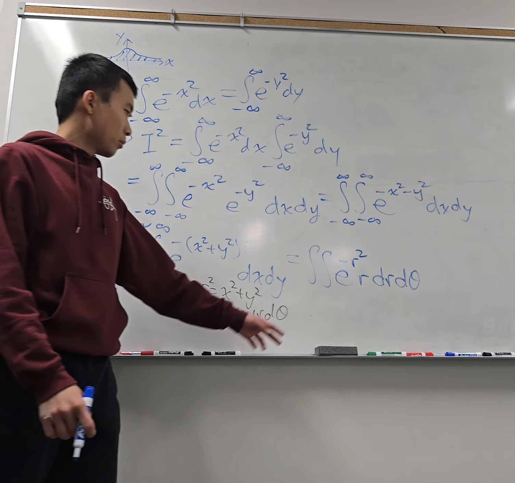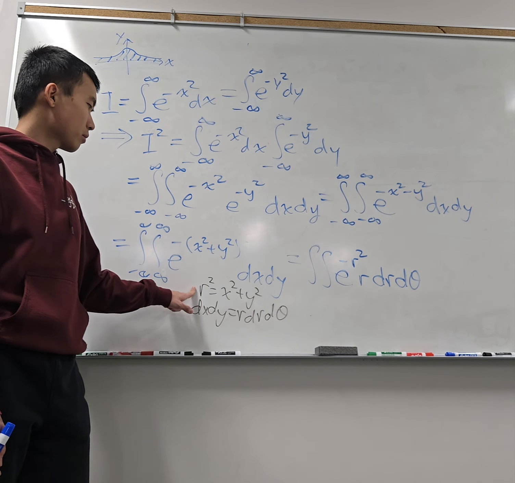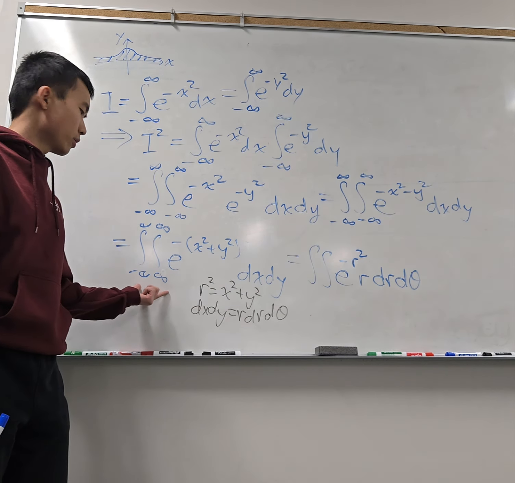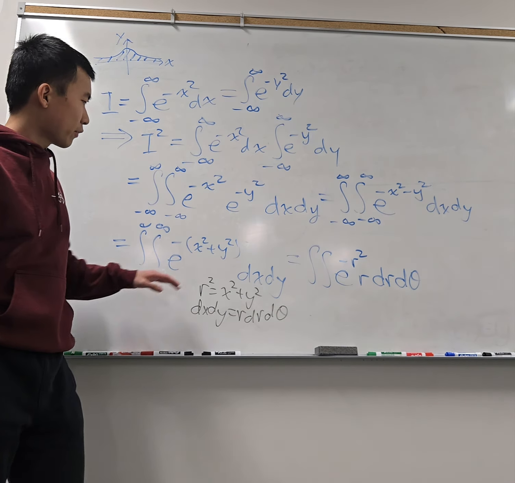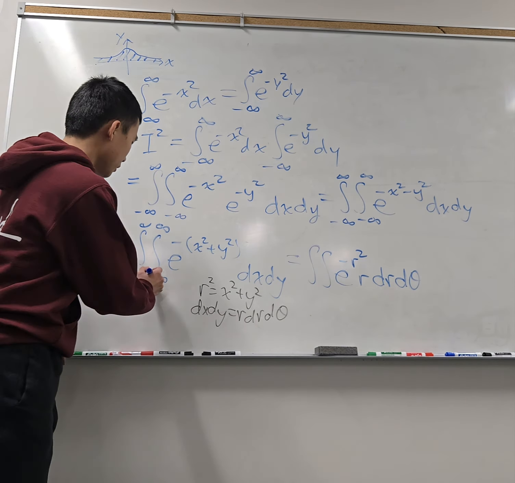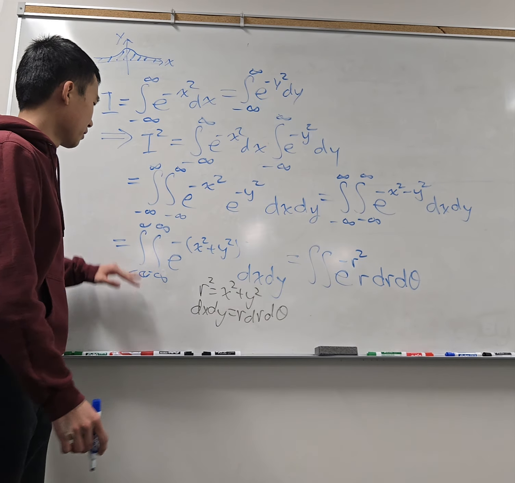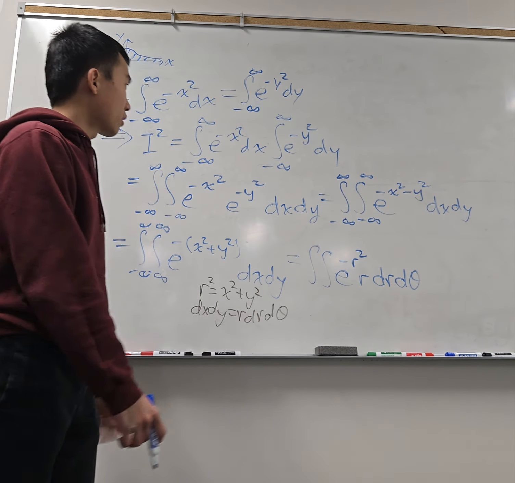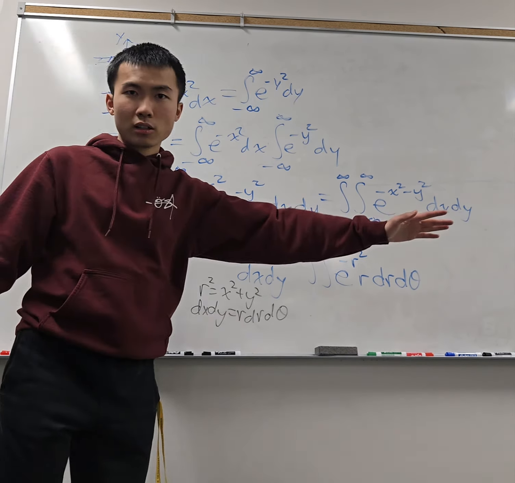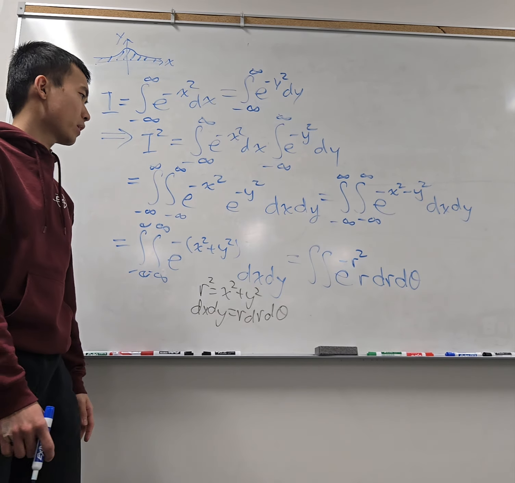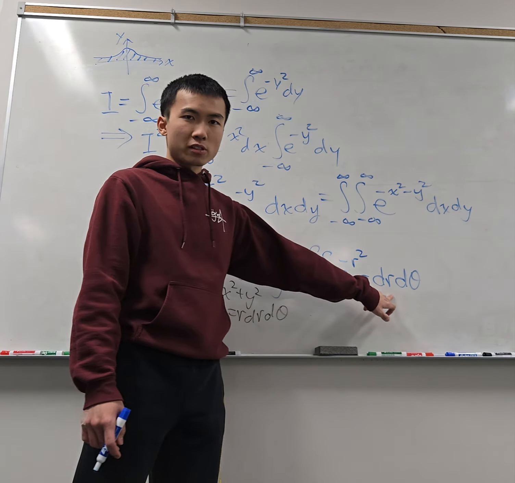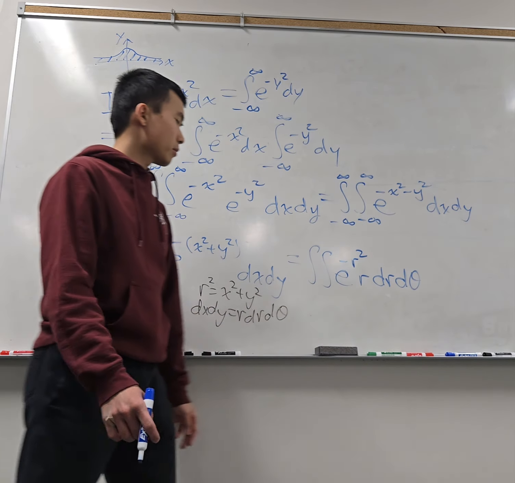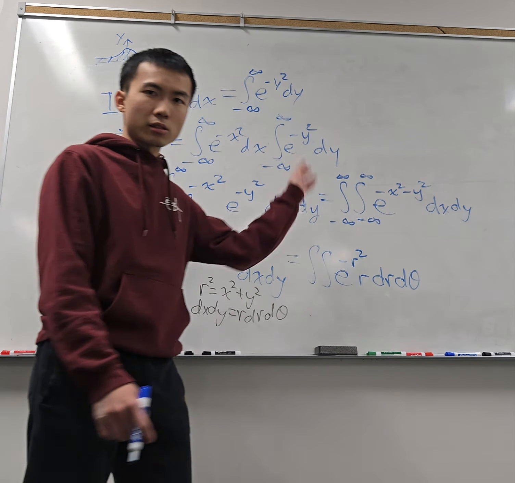Now, because we made a change of variables, we also need to change the limits of integration. What this is essentially saying is, if x is going from minus infinity to infinity and y is going from minus infinity to infinity, we are integrating over the entire xy plane, the entire Cartesian plane. R here represents the radius in polar coordinates, and theta is the angle.